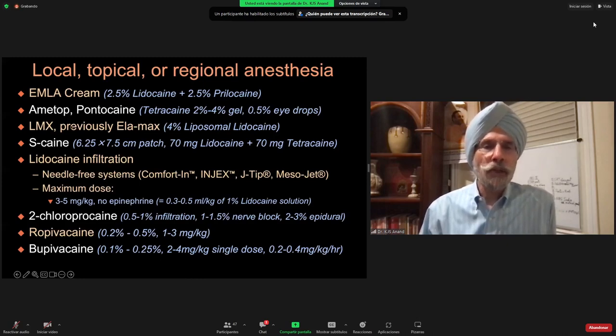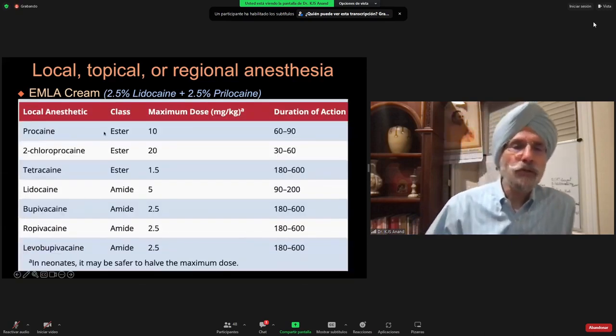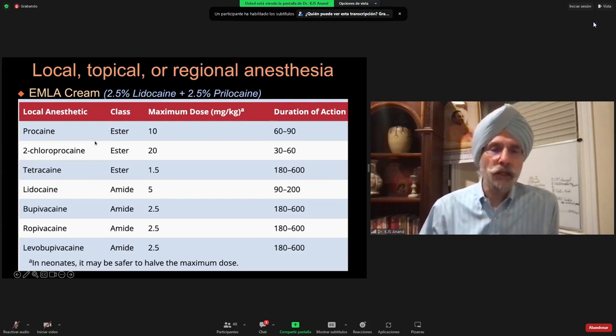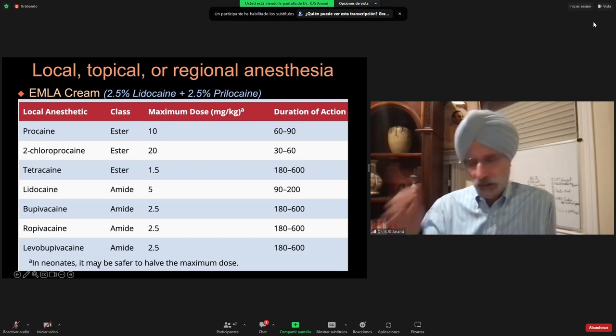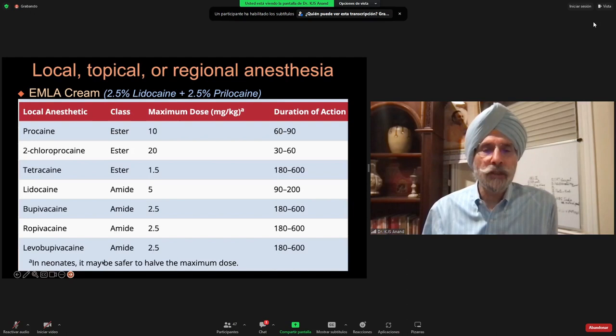If we're not applying topical anesthetics, then we can do local infiltration. There are several needle-free systems that are available. Be careful because in little babies, you should not go above a dose of 3 milligrams per kilogram. There are other drugs that have been used, which are longer acting, and have been used in various different studies. These are generally two kinds of drugs: the ester anesthetics and the amide anesthetics. And this is sort of the maximum dose. But the overall recommendation, from the FDA website, is that in neonates, it may be safer to halve the maximum dose. Older children can process this, but neonates are more likely to have cardiotoxicity from these drugs.